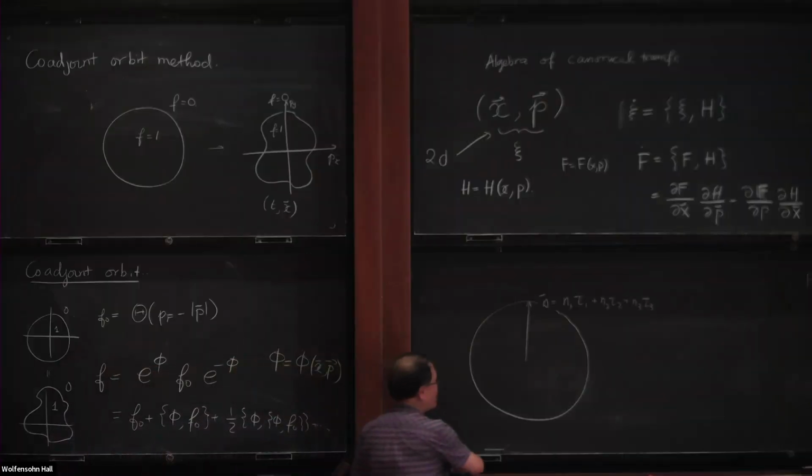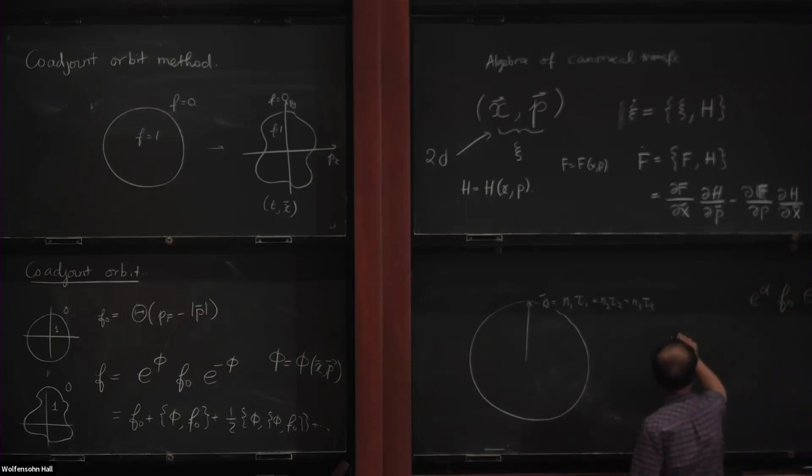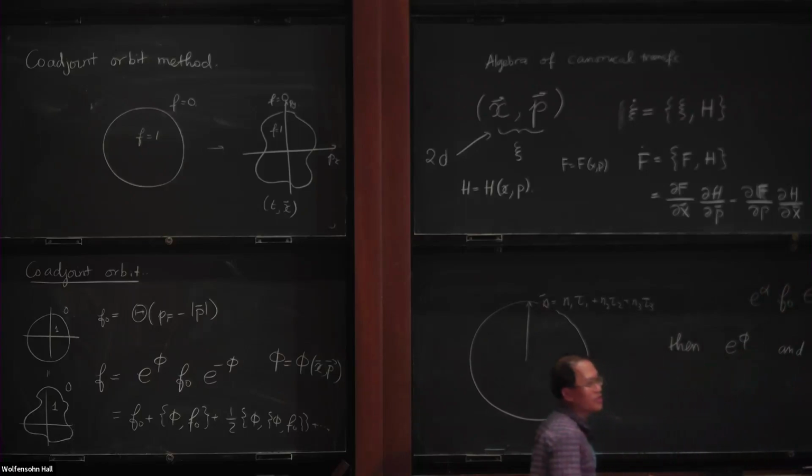Namely, if we have some elements of the group, let me call that e to the power of alpha, so that e to the power of alpha times f0 is f0, then e to the phi and e to the phi times e to the alpha would correspond to the same shape of the Fermi surface, because applying e to the alpha to f0 doesn't do anything. So you apply both, you get the same shape.